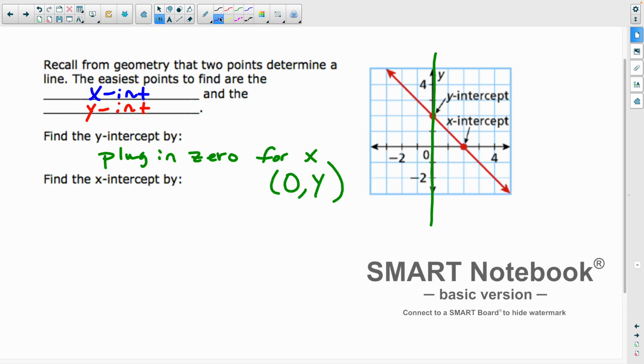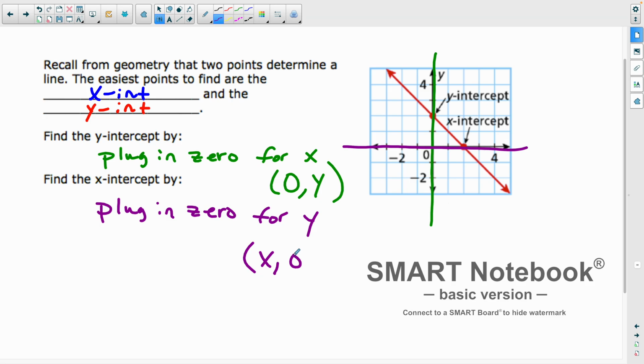If I'm going to look for the x-intercept, it's on the x-axis. What's true about everything on the x-axis? Y is 0. So I'm going to plug in 0 for y. So I would have x, 0 would be the format that my x-intercepts would look like.